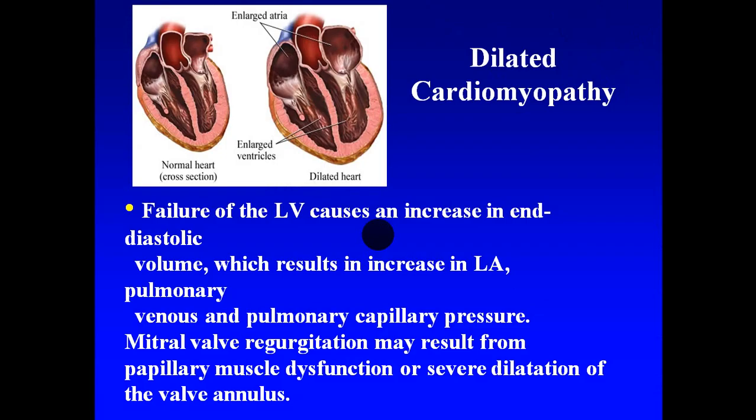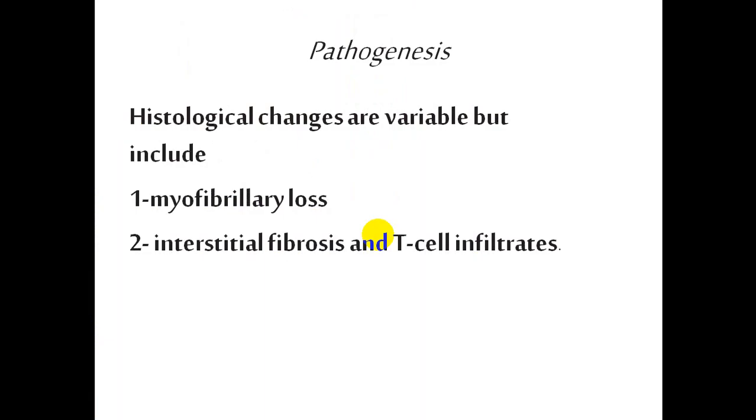And the failure of the left ventricle causes an increase in the diastolic volume, which results in increased left atrial, pulmonary venous, and pulmonary capillary pressure. Functional mitral valve regurgitation may result from papillary muscle dysfunction or severe dilatation of the valve annulus or ring. Pathogenesis.